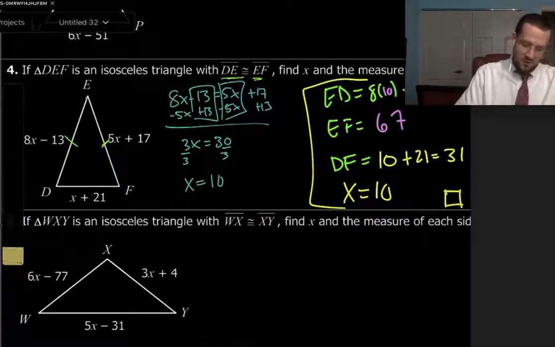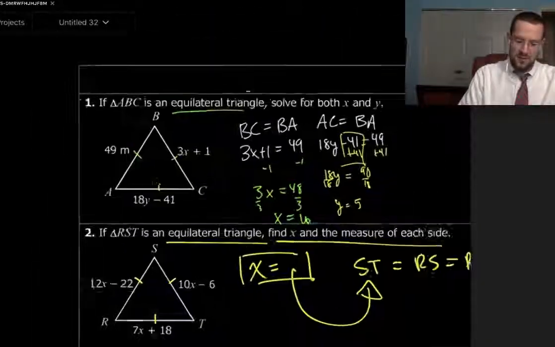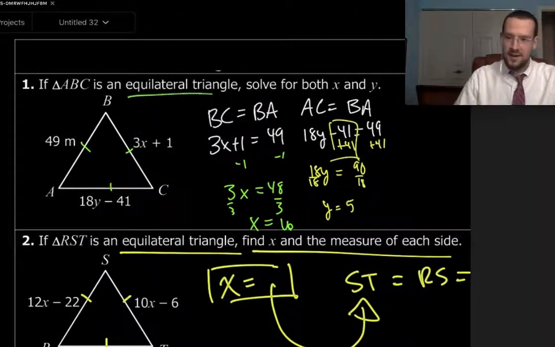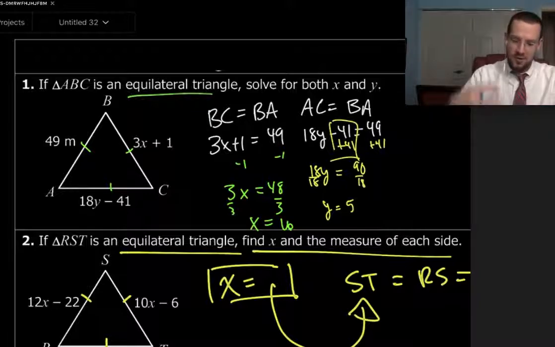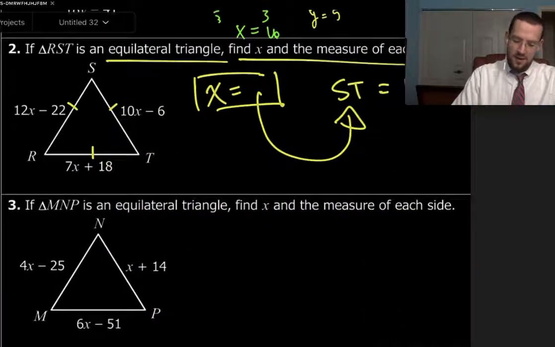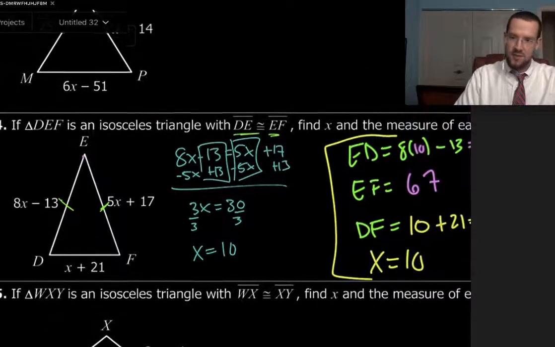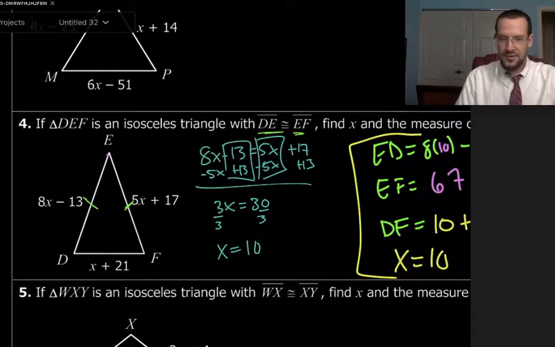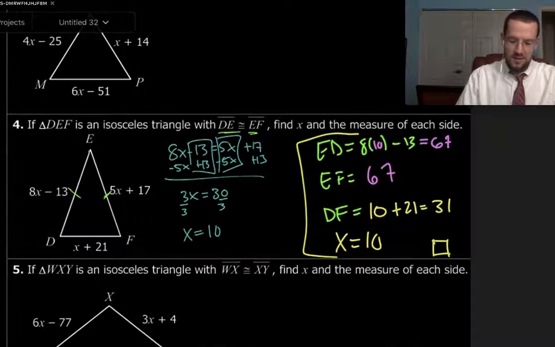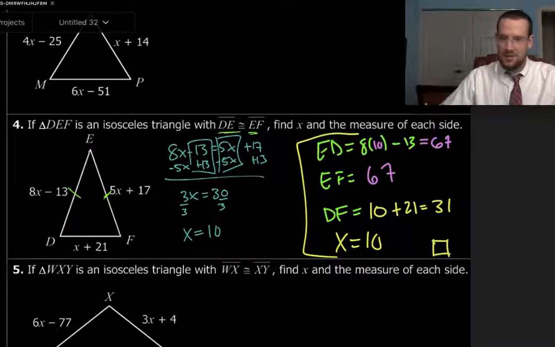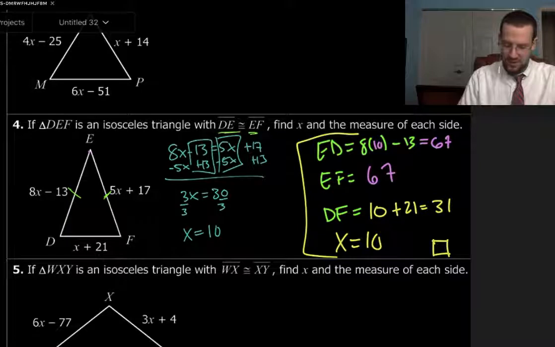So what did we do? We just used algebra very simply. We took the definition of equilateral, all sides are equal, so we just made an equation. And then also isosceles. Just remember that isosceles is the same way where we just need to use that property. It means these two sides are the same, so we're going to set up an equation. And really, there's nothing to it.